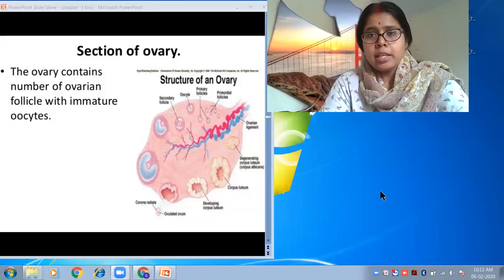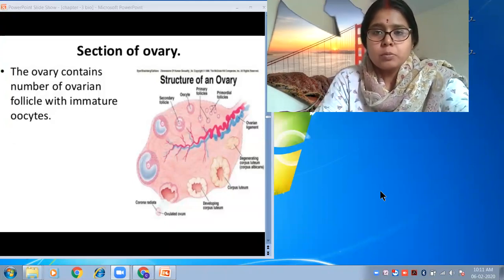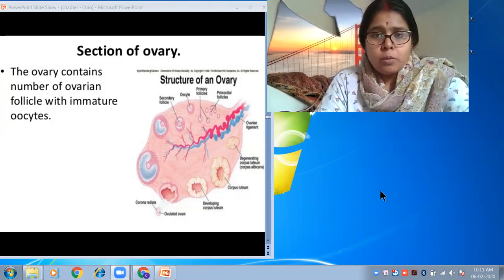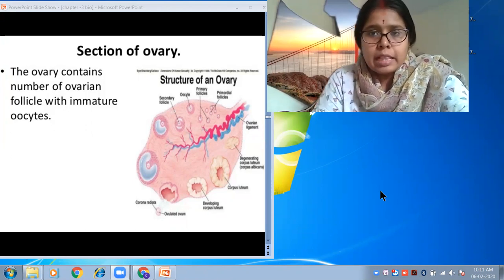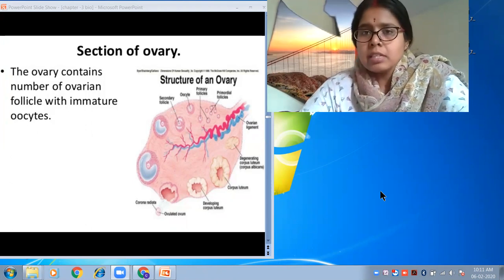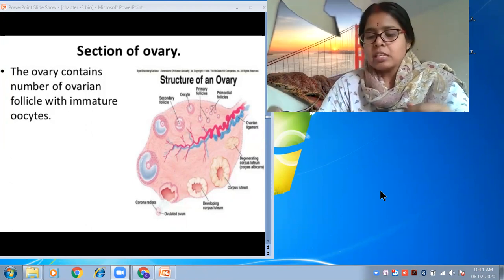So let's start today the next part of this chapter. In the last class we discussed the structure of the female reproductive system and the organs involved in it. So today I will discuss the sections of the ovary. Let's start with the next part, the section of the ovary.